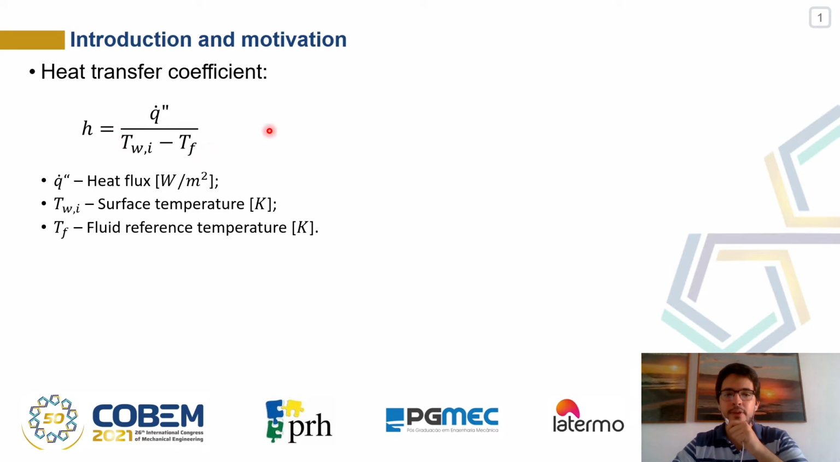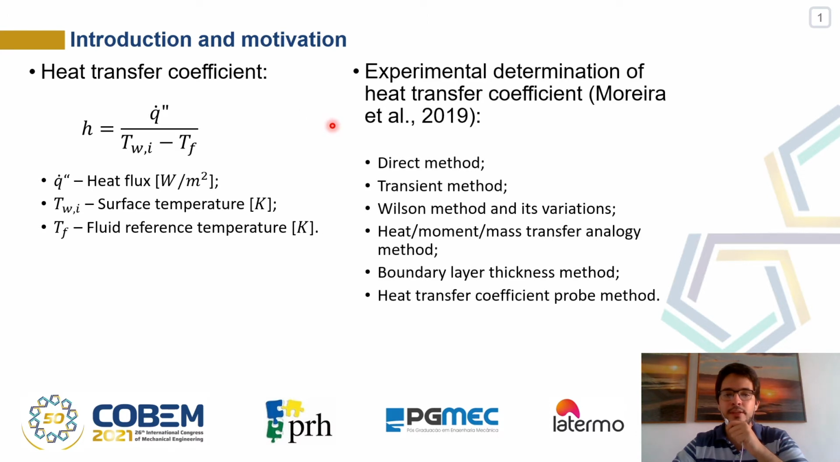This is a primary parameter for the design of heat exchangers. Therefore, the knowledge of innovative techniques is crucial to build more efficient industrial processes. A large number of predictive methods for heat transfer coefficient were classified by Moreira into the following groups. However, only the direct method and the Wilson method will be highlighted in this review.